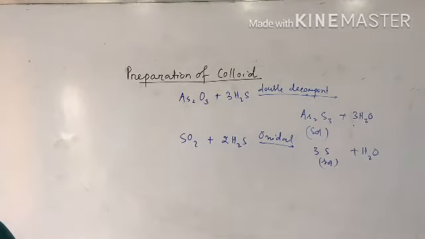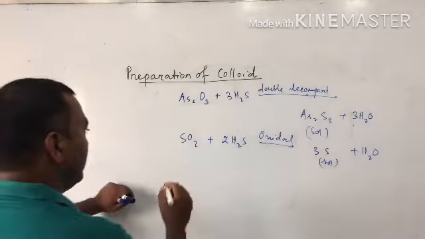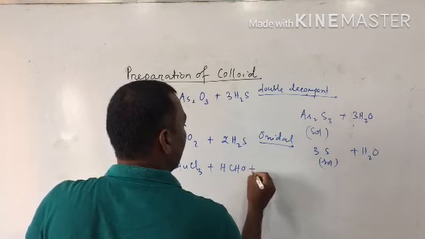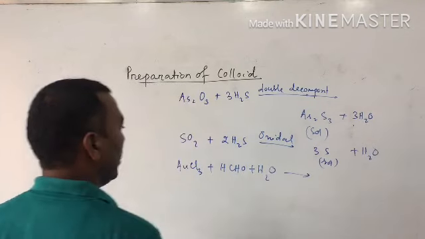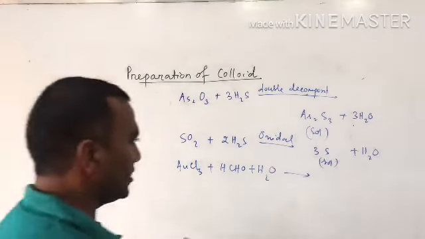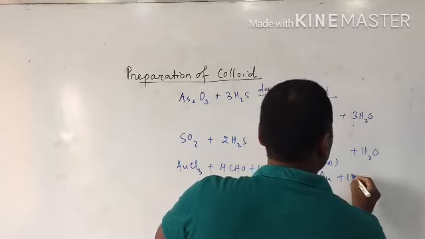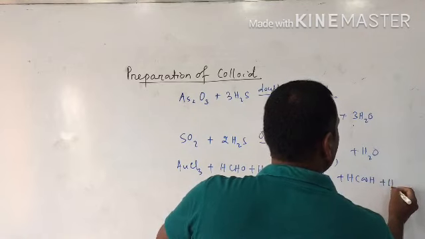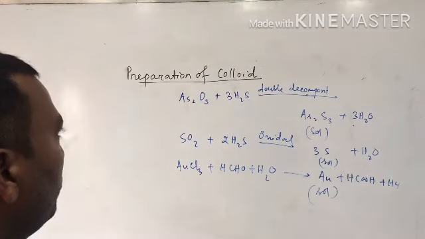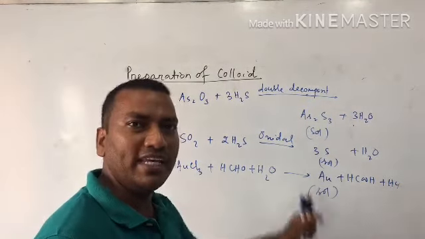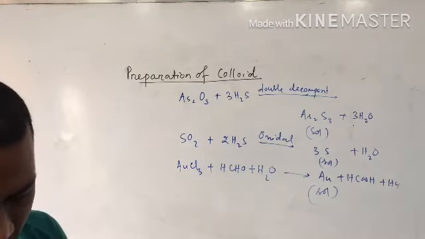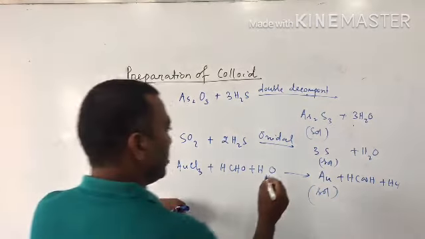Similarly, the third one is when gold chloride reacts with formaldehyde and water, it forms gold sol: Au plus formic acid plus HCl. So this is our gold sol. Gold sol can be prepared by this method. Understood? So this is the double decomposition method, the oxidation method, and this is the reduction method.